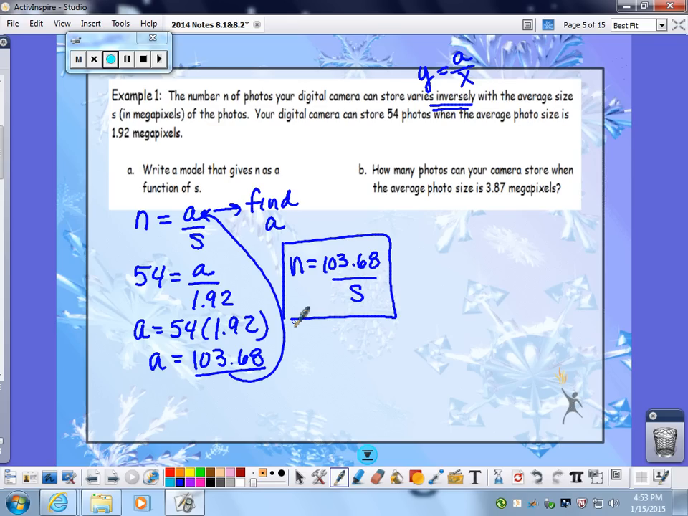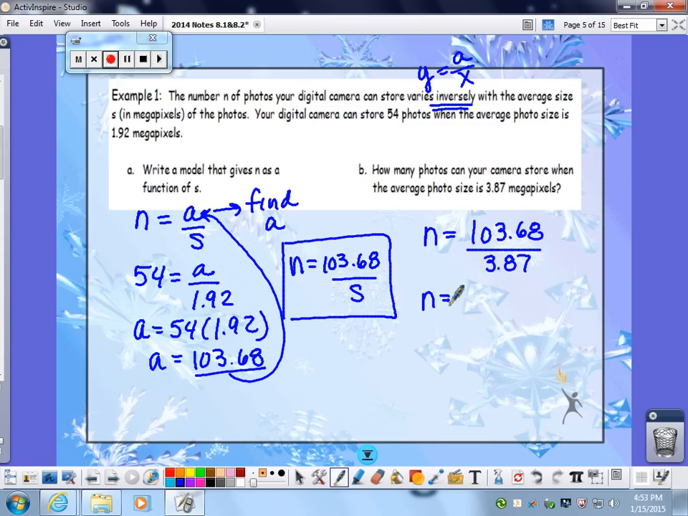So all of these type of questions have pretty much three parts. You have to find the constant of variation, write the model, and then use the model to make a prediction about some other values. All right, so now let's look at part B. How many photos can your camera store when the average photo size is 3.87 megapixels? So now we're going to take the model that we just did, plug in 3.87 for S, and solve for N.